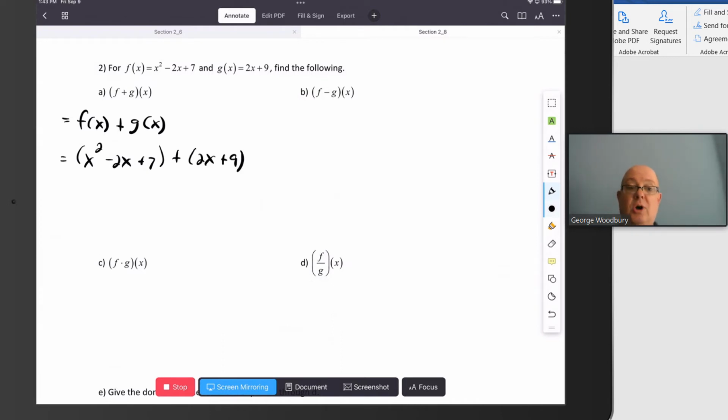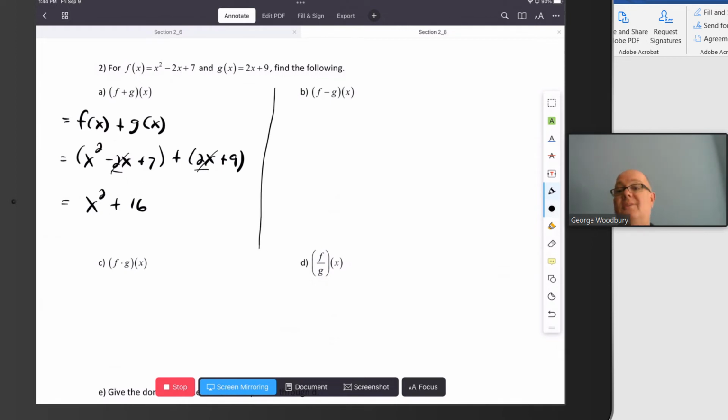And when we're adding polynomials, we just need to combine like terms. There's just the one x squared term. Negative 2x plus 2x add to be 0. So all we have left is 7 plus 9, or 16.